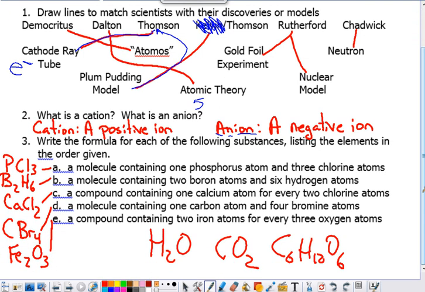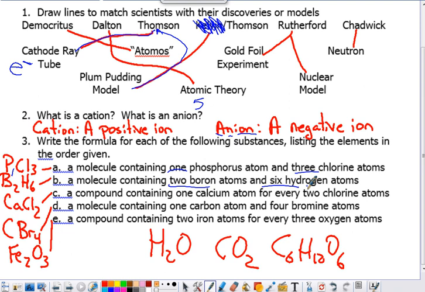Number 3 was the easiest question people didn't know what to do with. It was literally saying you have a phosphorus and 3 chlorines. What would it be? 1 phosphorus and 3 chlorines. 2 borons, 6 hydrogens. Just write the formula based off the number of each element and do nothing else.